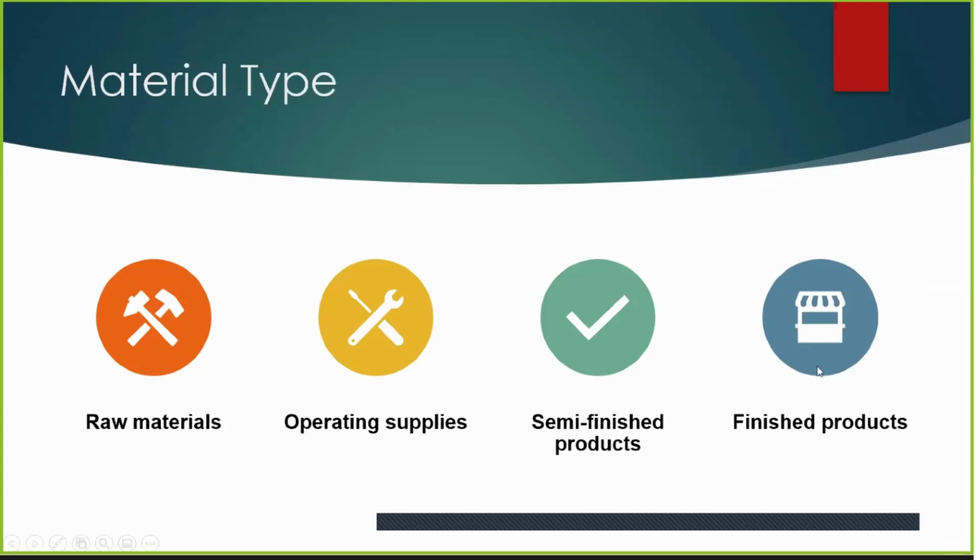Imagine that my finished product is a computer. The semi-finished product could be the screen. The screen is my semi-finished product because I will not sell my screens. I will sell only computers. This is why I put it as semi-finished. Is the difference clear?